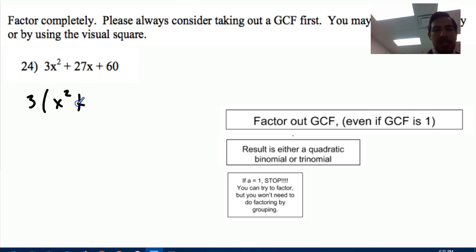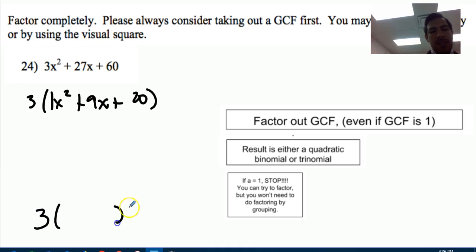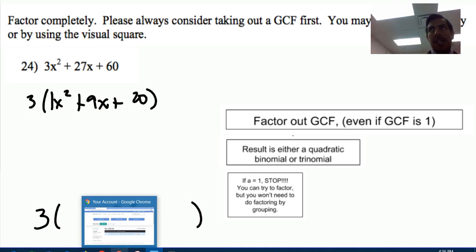3 times (x squared plus 9x plus 20). Now I didn't explain this step, but when I looked at 3, 27, and 60, I thought about it a little bit and I realized each one of those numbers is divisible by 3. So I divided a 3 out of every single one. And in case you're not sure, there is a 1x squared here. Now, I'm going to bring down my 3 here and fill in some parentheses there.